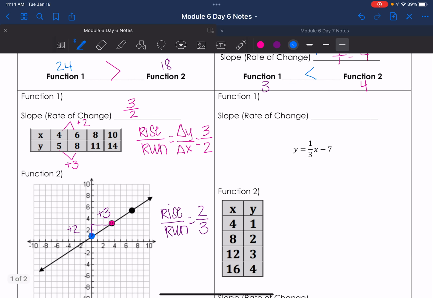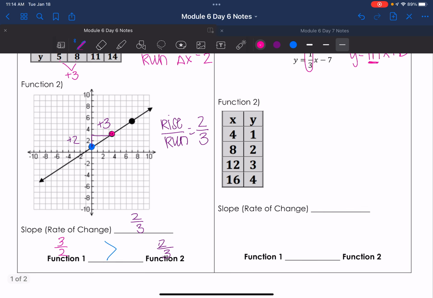All right, so again, we're going to compare. So we have function number 1 right here. We have our first function being in slope-intercept form, so y equals mx plus b. To find our slope, we have the m right here, so notice that it is in the same place. So our slope, or our rate of change, is 1/3 for function number 1.